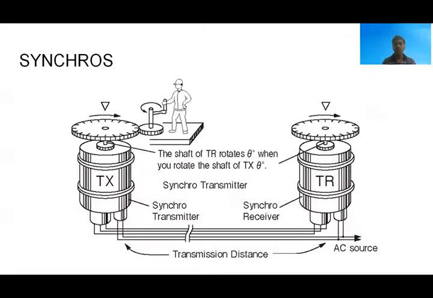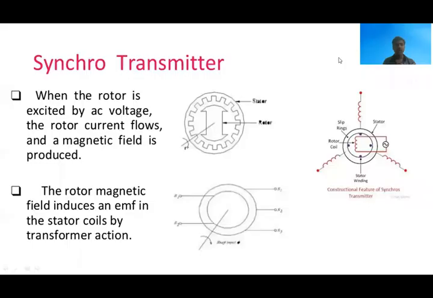Therefore, the rotor at the receiver side will be rotated by the angle theta degrees, which is exactly equal to the rotation taken place at the transmitter side. So thereby, the mechanical rotation will be transferred from the transmitter to the receiver using synchros. This is the concept of synchros. Now let us see the synchro transmitter construction and its working principle.